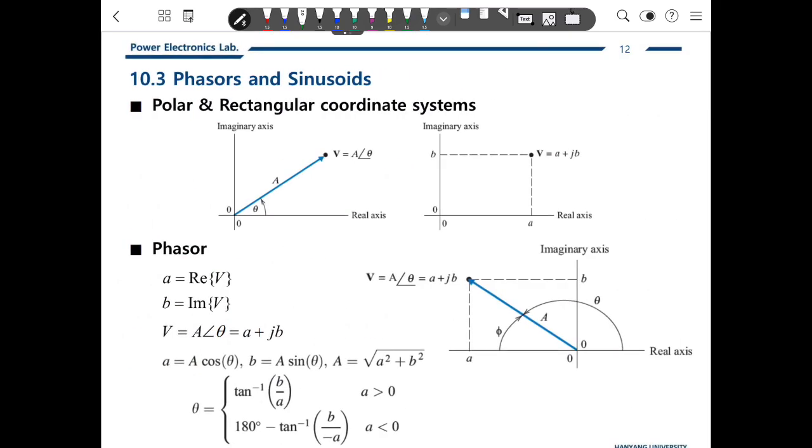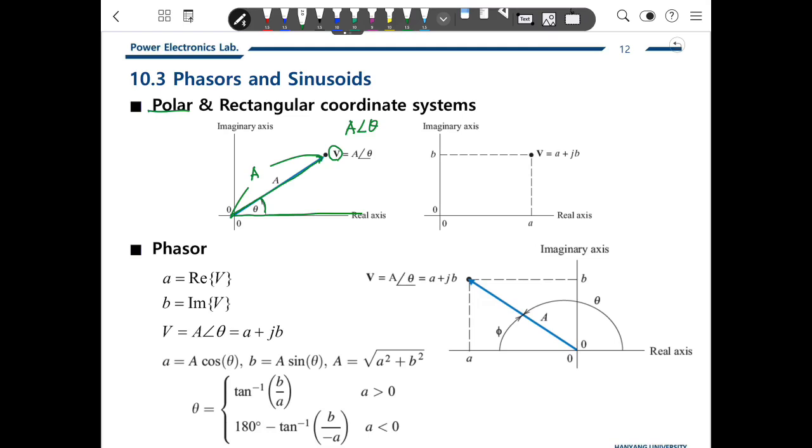So what's the meaning of the phasor? A phasor is a kind of polar representation, a representation in the polar coordinate system. So there is one vector here. If the magnitude of this is A, then the angle from the real axis is theta. Then this vector can be represented with magnitude and angle over here.